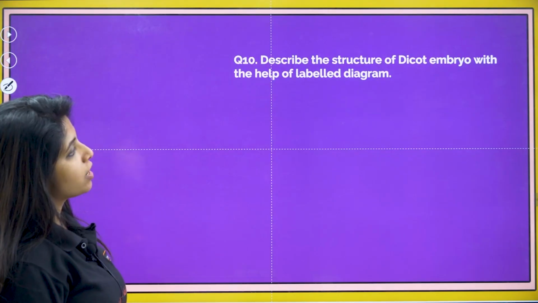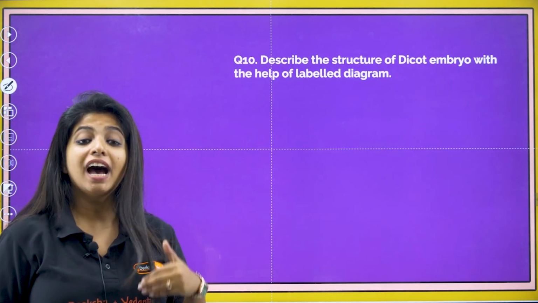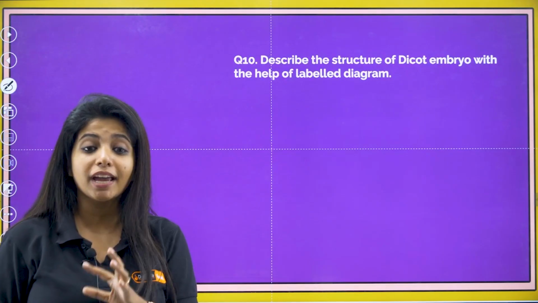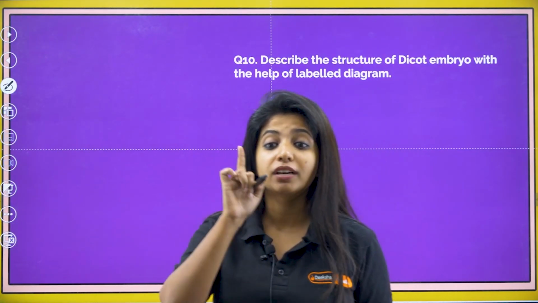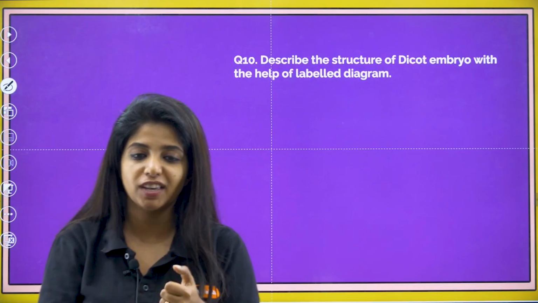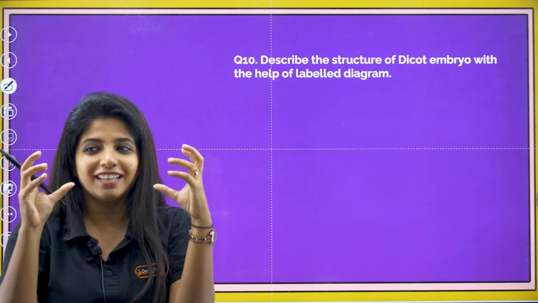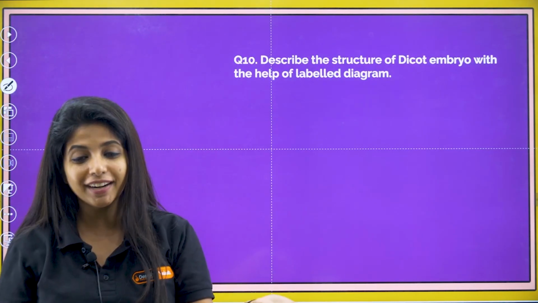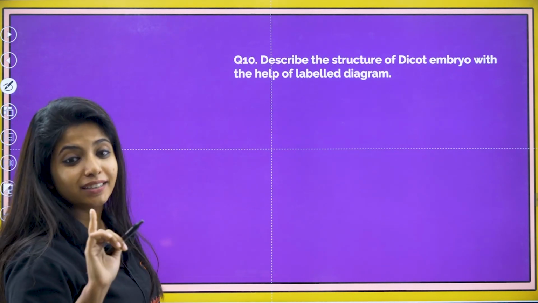Now describe the structure of dicot embryo with the help of label diagram. Again a 3-marker question, again a diagram. How do you remember a dicot embryo? First of all, tell me the example of dicots. Any one of you who remember the examples of dicots, put it down in the comment section. I'll tell you one example, groundnut. The ones that I can break into two, which have two cotyledons, are known as what? Dicots, dicot. So give the examples of dicots other than groundnut.